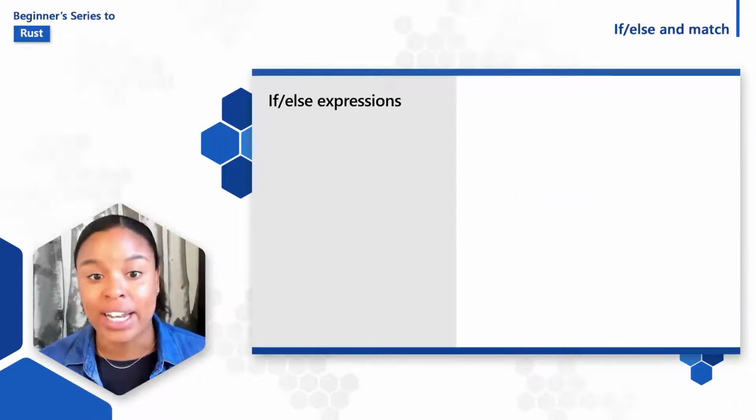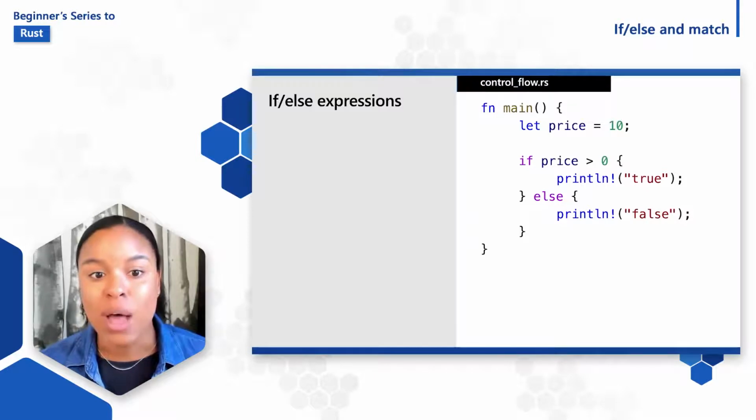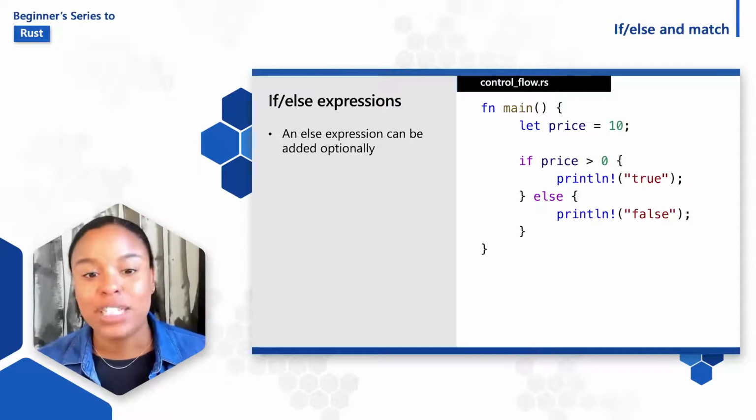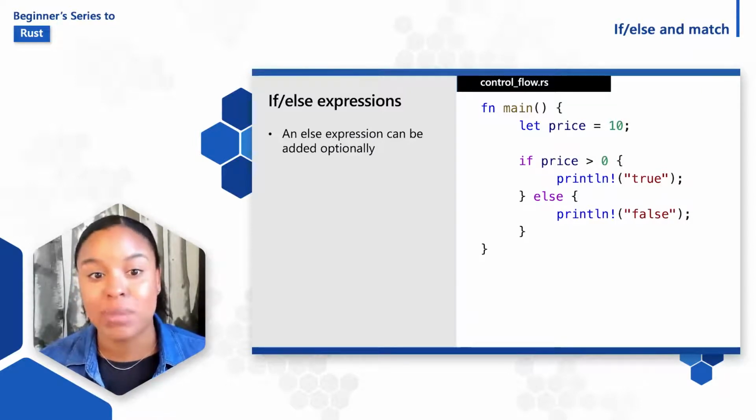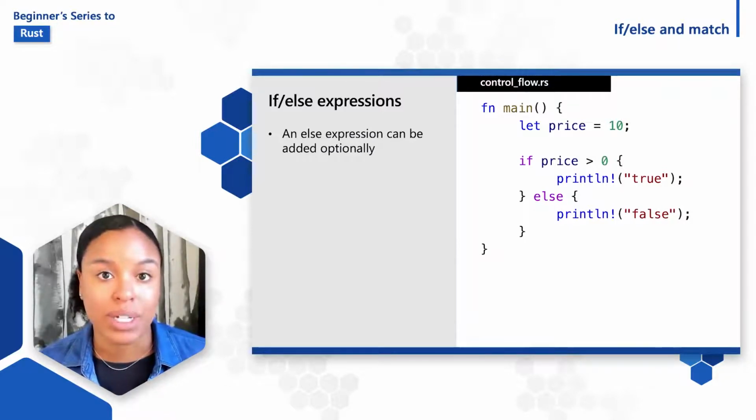Let's take a look at another example, adding in an else expression after the if. So here we're saying if price is greater than 0, then print out, condition is true, else print out, condition is false. An else expression can be added optionally to be explicit about the alternative block of code to execute.